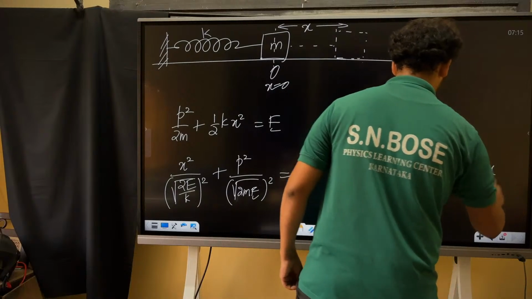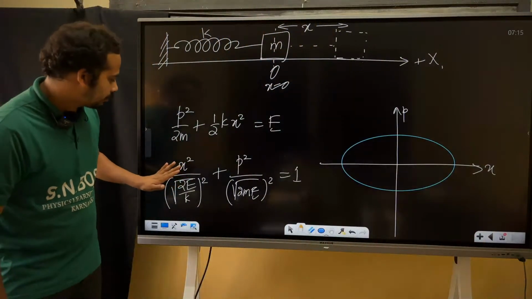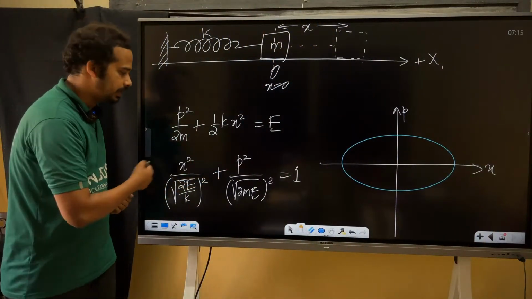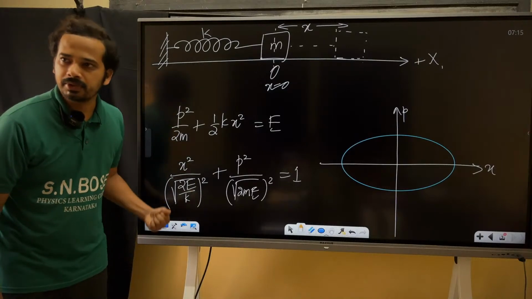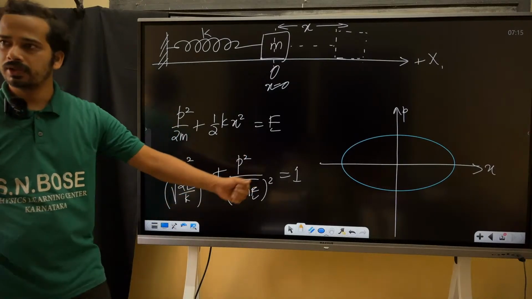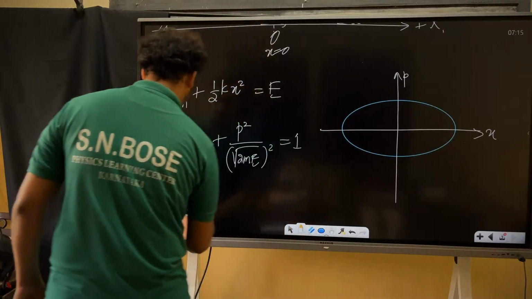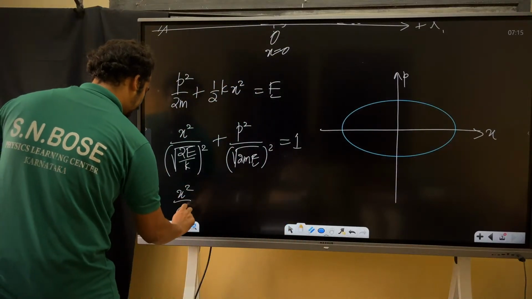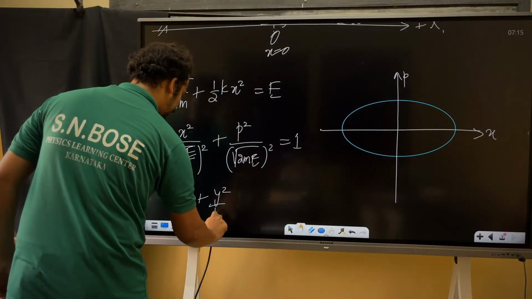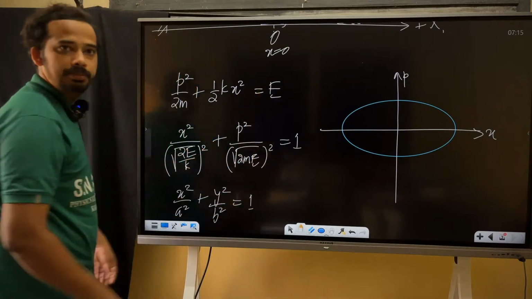P here, x here. So that's why I wrote x first. Whenever we write the equation of an ellipse, we write x square by a square plus y square by b square equal to 1. That's what I have written. Now, if you write x square by a square plus y square by b square equal to 1, y means p here.